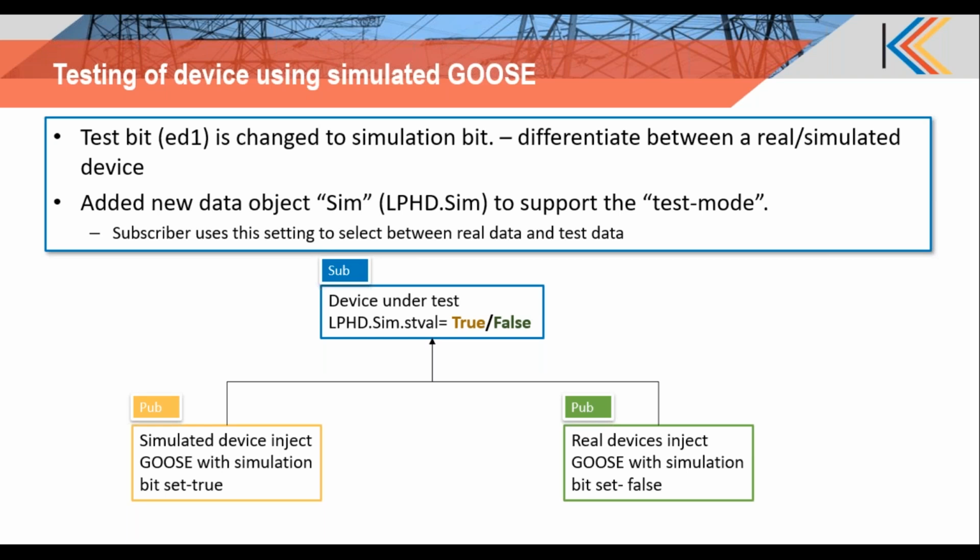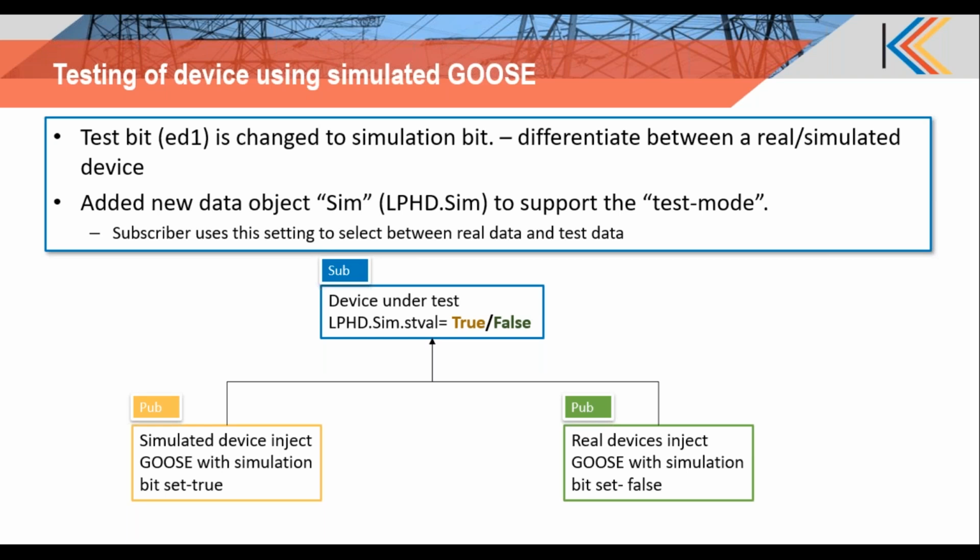Now, in order to give the flexibility for the subscribing device to ignore or accept that simulated Goose, we have a new data object called LPHD sim that is implemented in the LPHD of the subscriber device. Now, whenever this sim bit is set to 1, that means it is enabled for a simulated operation. So in that case, it will start looking for simulated Goose messages. The moment it sees a Goose message with this simulation bit set to 1, it will then ignore all the Goose messages from the real publisher.